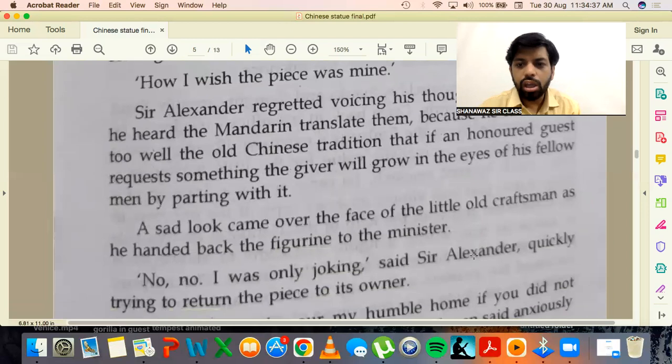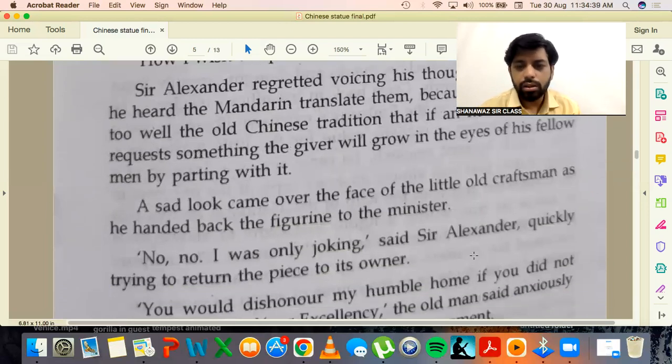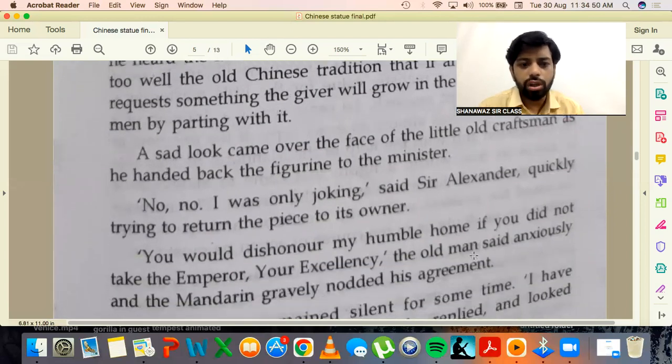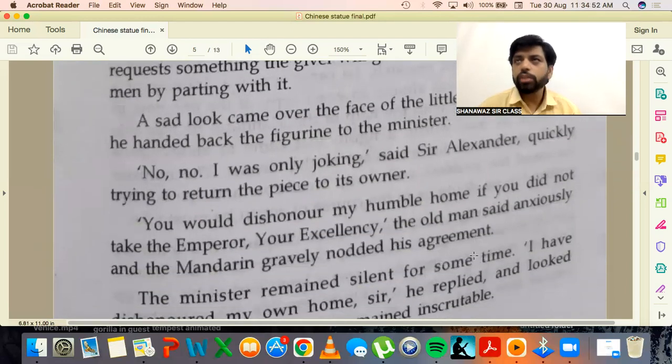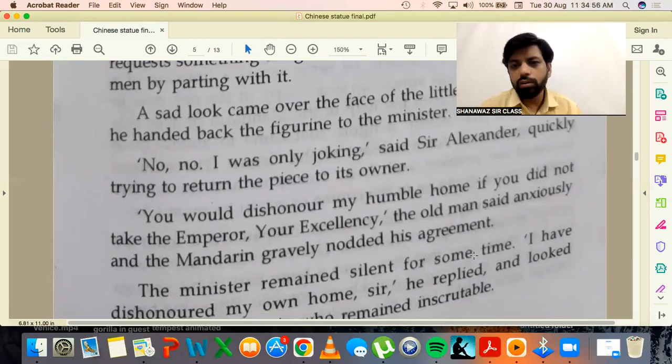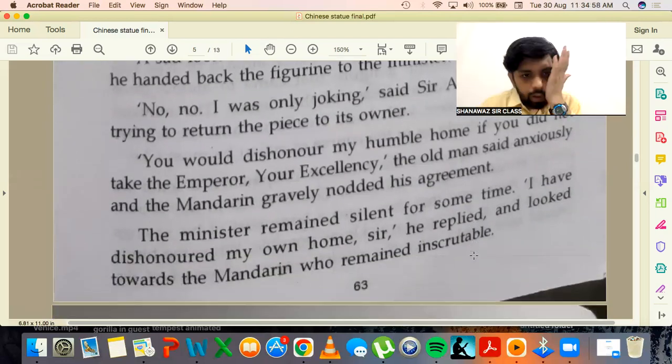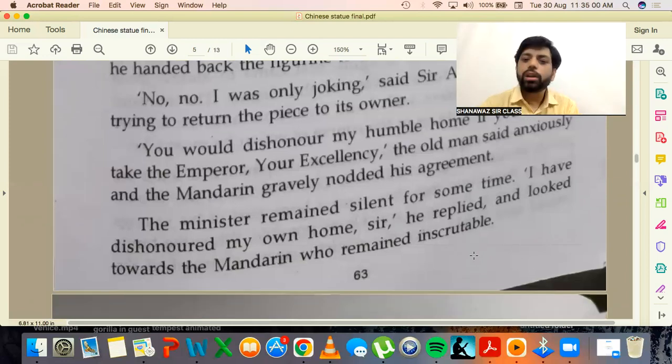A sad look came on the face of the craftsman. So the craftsman becomes sad because now he has to give his family heirloom to this Englishman Alexander Heathcote. He said, "No, I will not take it. I was just joking." So the man said, "Sir, this is my small room. If you do not take it, then it will be an insult to our culture. So it will be an insult to my home."